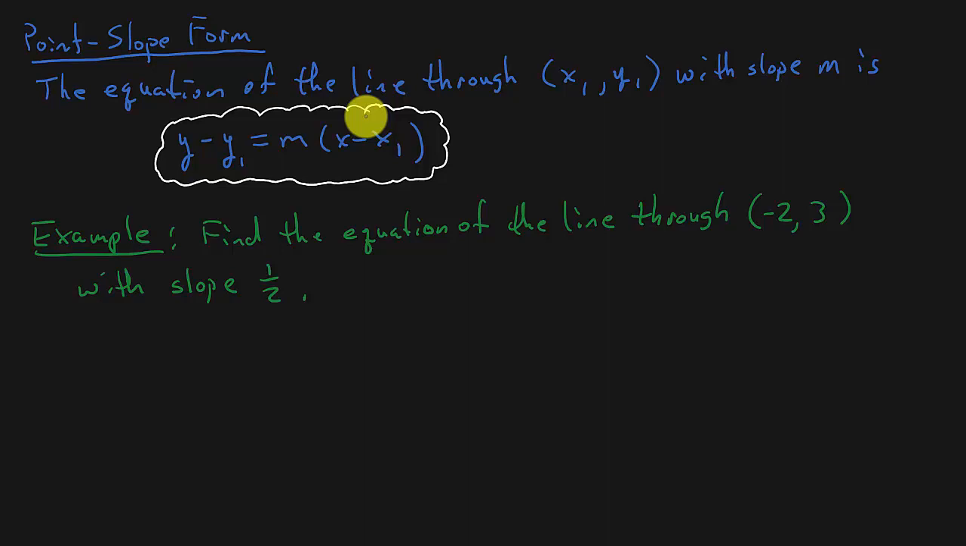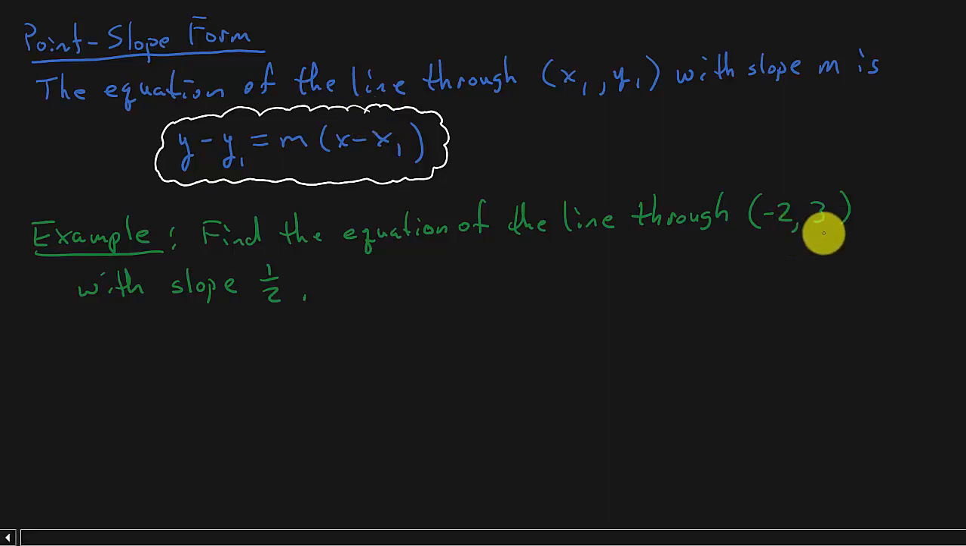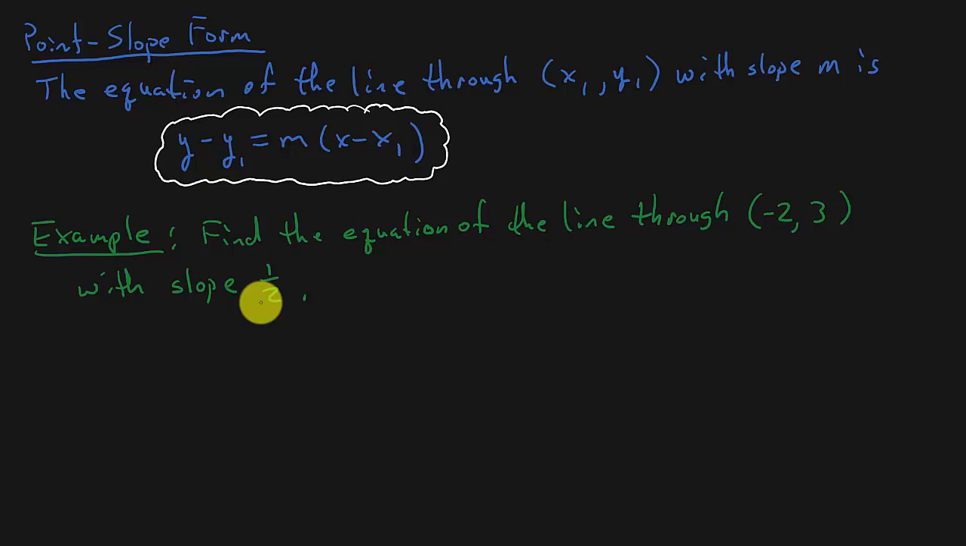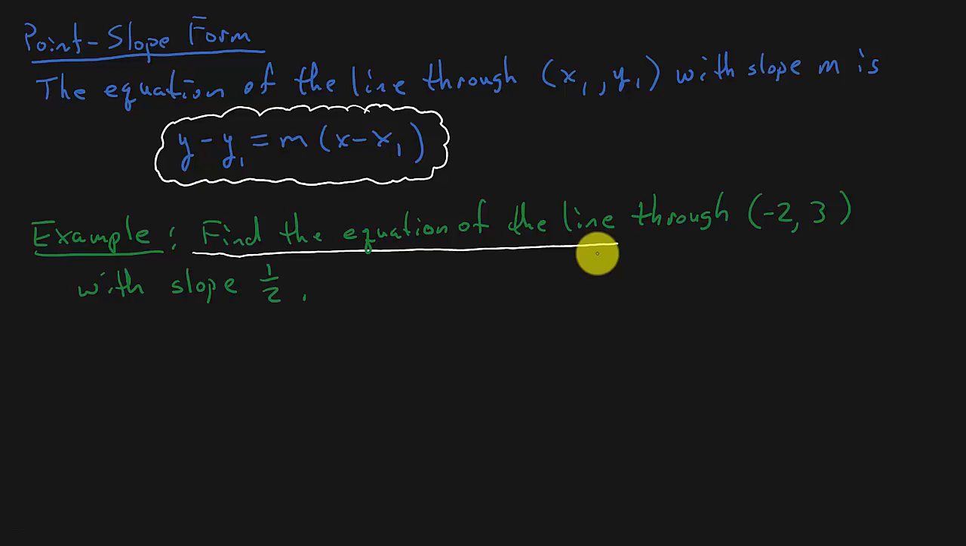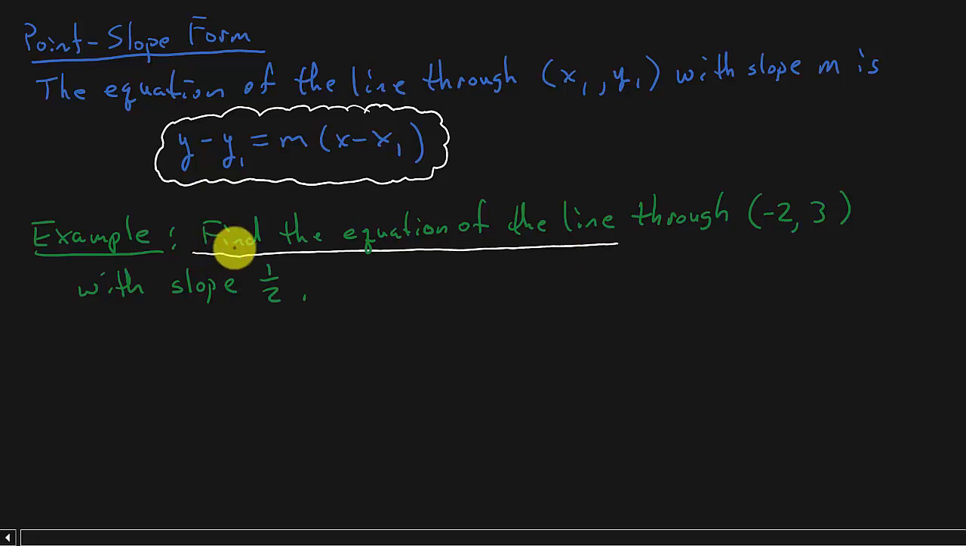So what they're wanting us to do here is find the equation of the line through the point (-2, 3), and it has slope 1/2. All right. So let's go back and read this again. It says, find the equation of the line, and right there you stop. Okay? Right there you stop.